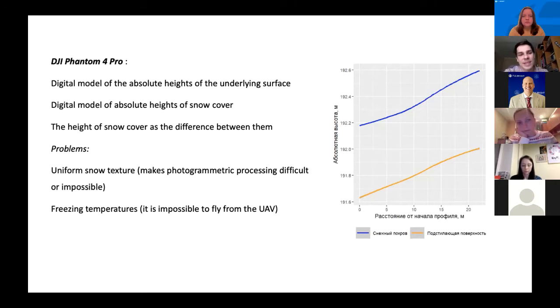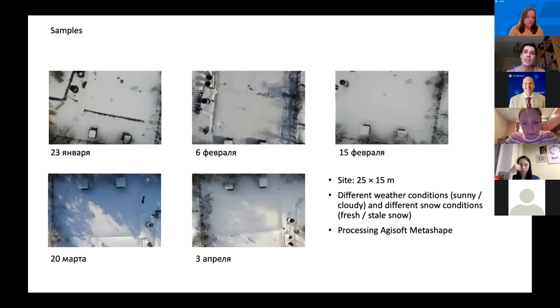Another problem is the temperatures, because when it's colder than 15 or 20 degrees Celsius, the battery has a very low capacity. So you have usually only 4 or 5 minutes to make all these procedures. And this is how it looks like. These are the images from different dates of the same winter made from the drone. And these images were used to build those composite photos to apply the photogrammetric methods.